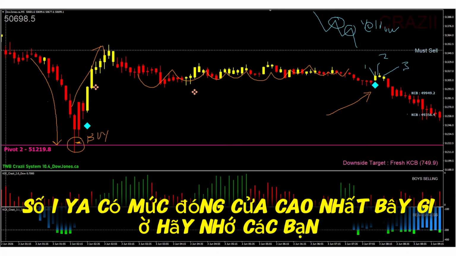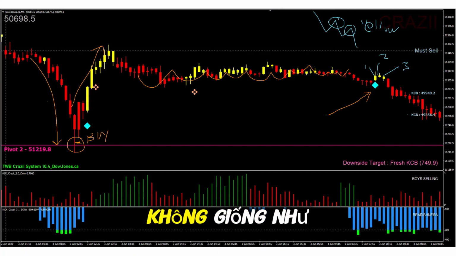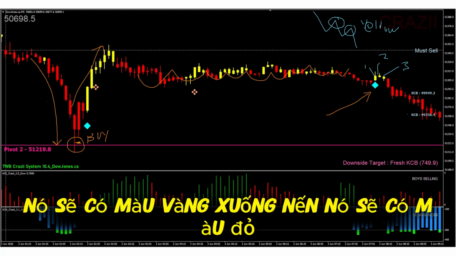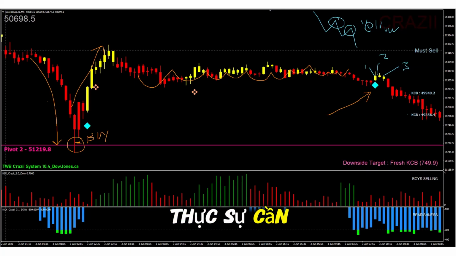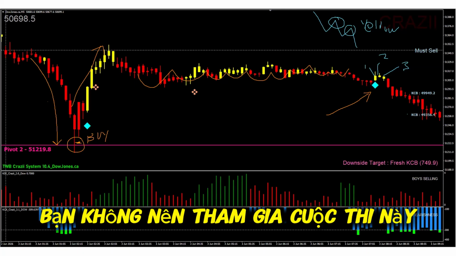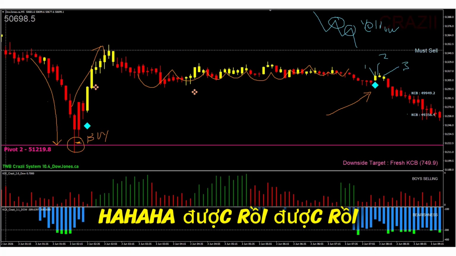Now remember, guys, our CRAZII chart is not the same as the conventional one, whereby if it's an up candle, it will be yellow, and a down candle, it will be red. It doesn't work that way. And if you still think that way, that means you really need to go for the CRAZII basic class. You shouldn't be joining this competition. It's not meant for you, okay?